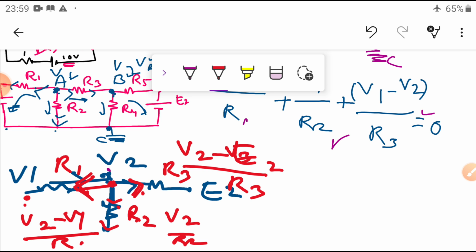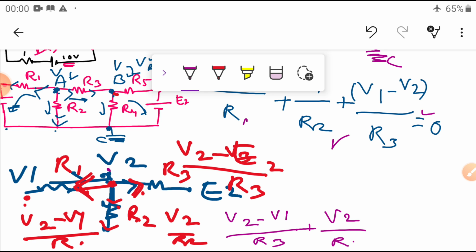Okay, write the equation. Similarly here, we are going to write it. What is the equation? Second equation: (V2 - V1)/R3 + V2/R4 + (V2 - E2)/R5 = 0.